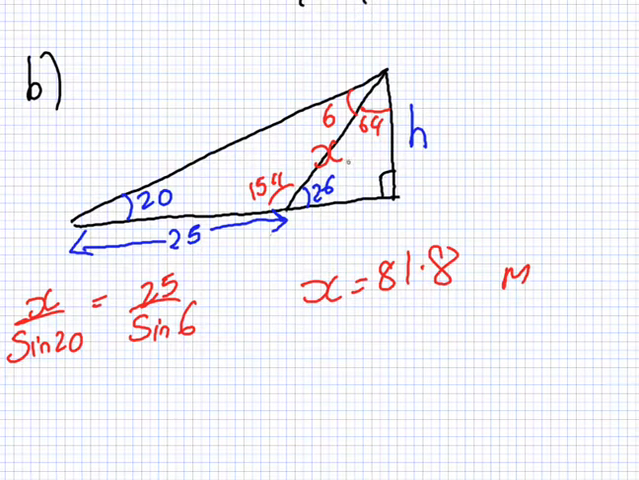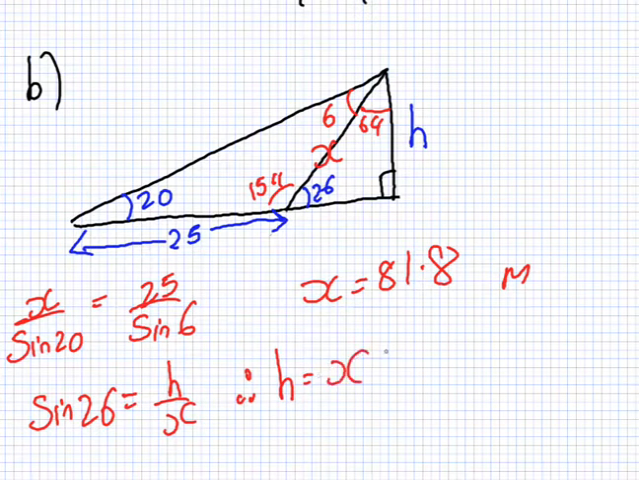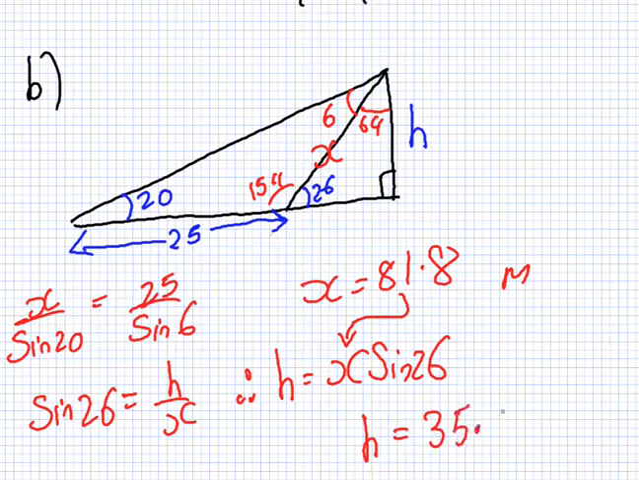Now when I look at this triangle, I want the opposite and I have the hypotenuse, so I should use sine. I can say sine 26 equals h over x, therefore h equals x sine 26. And I know exactly what the x is, I just got it 10 seconds ago. So multiply the answer by sine 26 and I get h equals 35.9 meters.